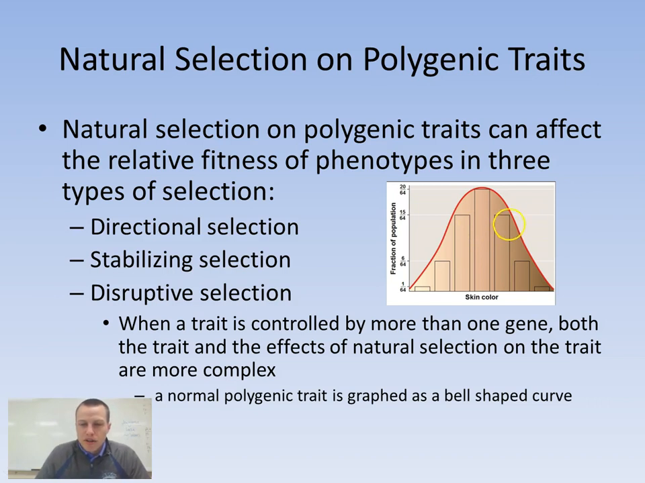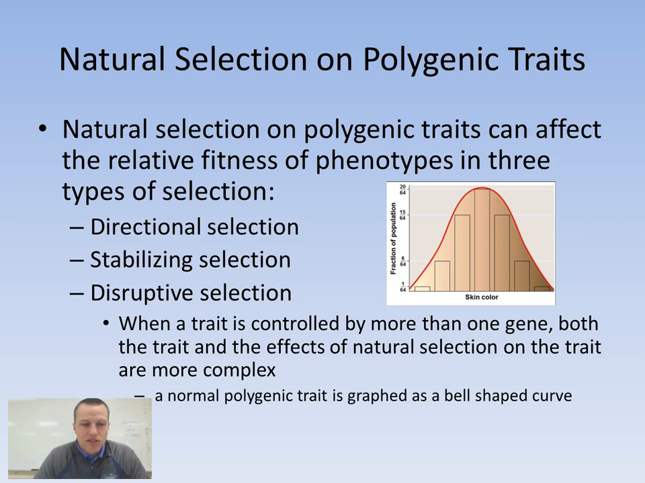But this bell-shaped curve could move, and this is what we're going to be looking at. So it could move in this direction, it could move in this direction, it could get taller and taller. More individuals have the selected phenotype. This middle could shrink and the sides could get larger. There's a lot of different things that could happen within this bell-shaped curve, and that's what we're going to be looking at now.